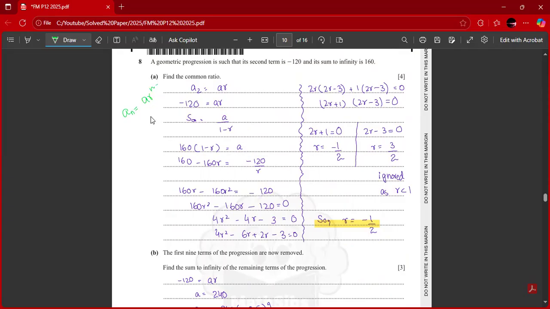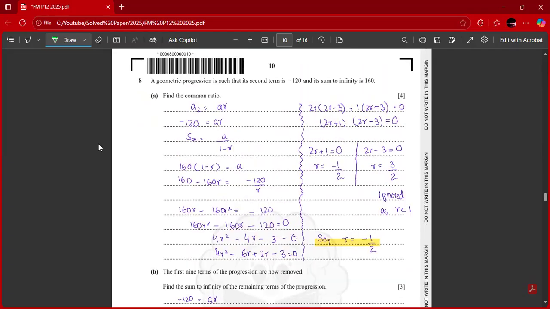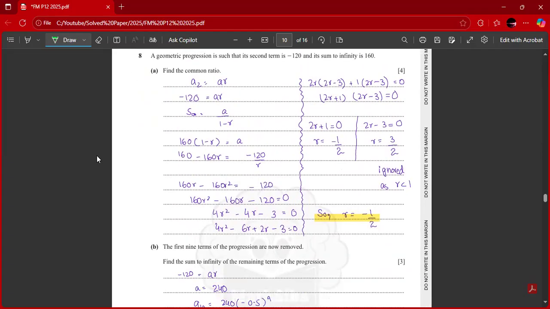We have the second term, that means a2 is equal to ar, so minus 120 is equal to ar. The sum to infinity is equal to a divided by 1 minus r. This is the formula. Taking 1 minus r to the other side and putting the sum to infinity value as 160, we just get a. From the equation we have here, we could derive the value of a as minus 120 over r. Very simple math, guys. Then we put this value right over here, and we get everything in r, and we're easily going to be able to solve it.